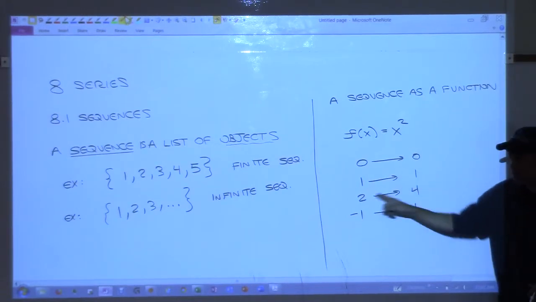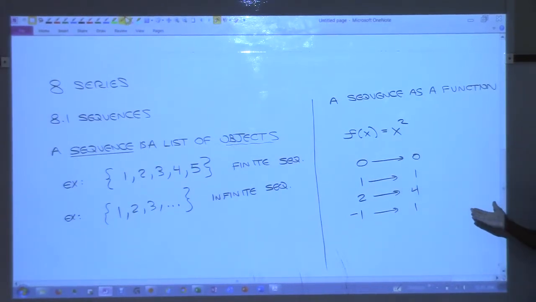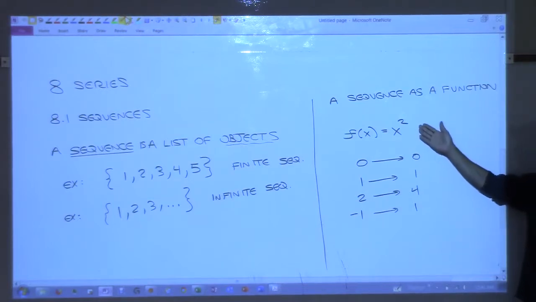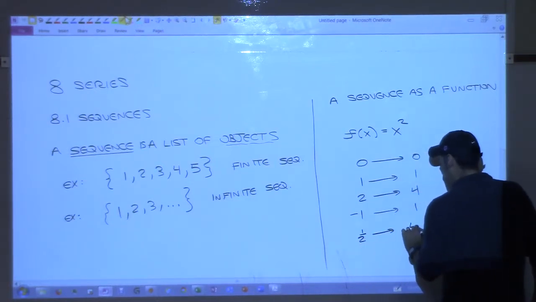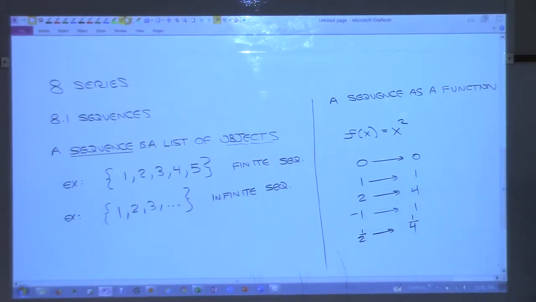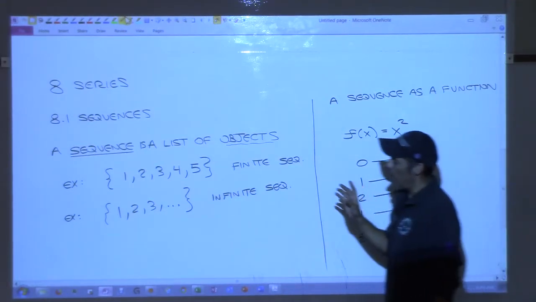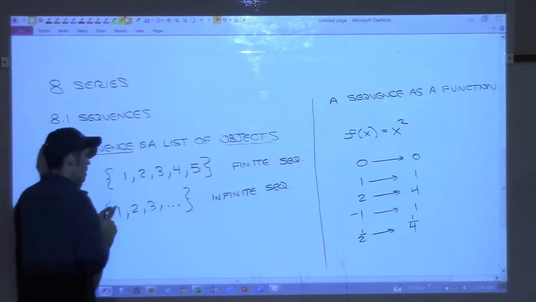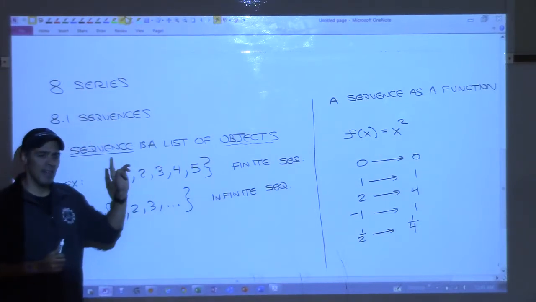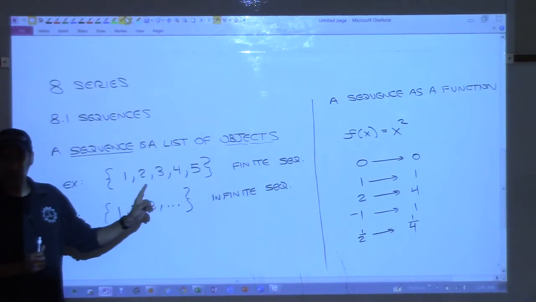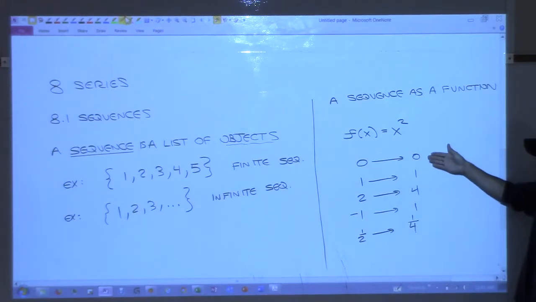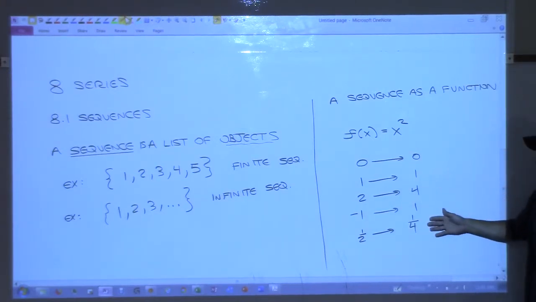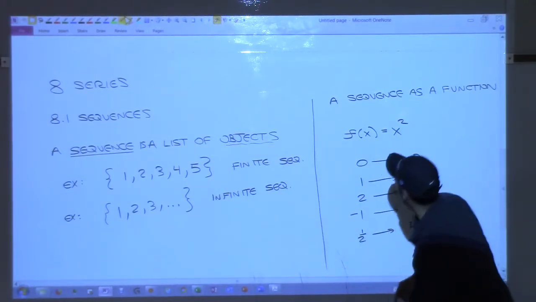Input, output, input, output, input, output. We could also plug in fractions, couldn't we? Because this is a real valued function. We can plug any real number into this, right? So I can plug in a half, and that would take it over to 1/4, right? Okay, over here, what I want us to look at is that we are looking at a sequence, that this is a list of outputs. Like over here, what is the list of outputs we have? 0, 1, 4, 1, 1/4, right? These are a list of outputs. But there's something special about these outputs.